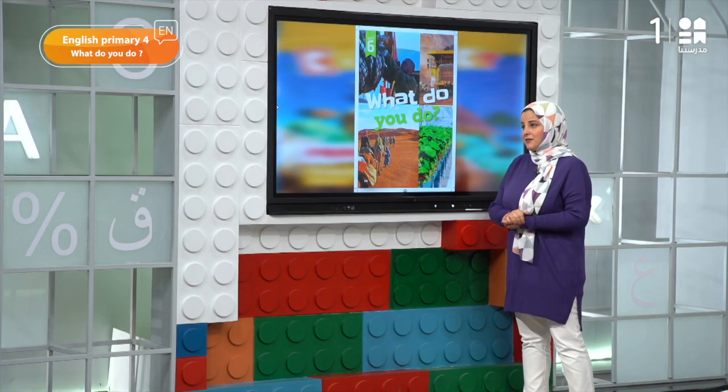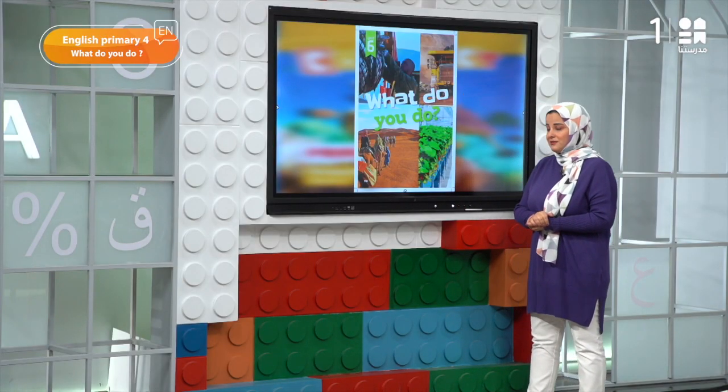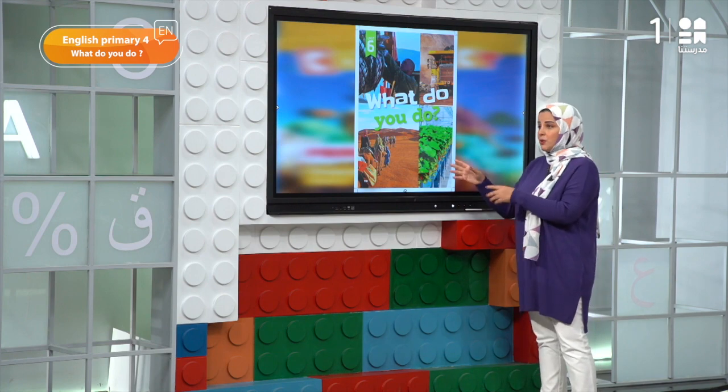Let's look at this picture. What do you see? Very good. Some tourists are riding on camels. And the last one, I can see some fruit and vegetables are growing. Very good. Let's go to the following page.